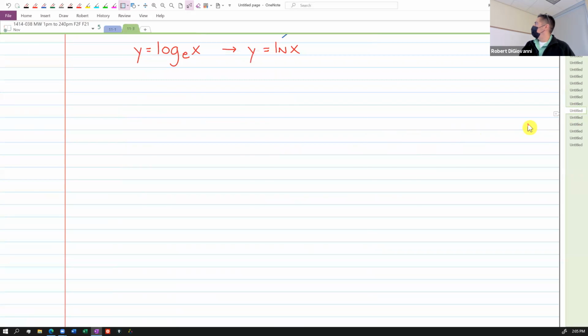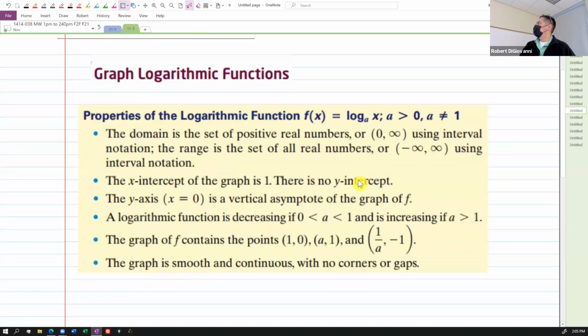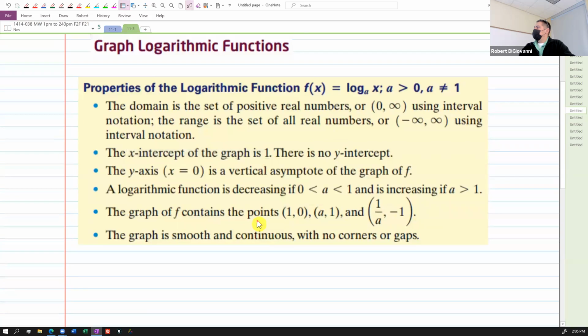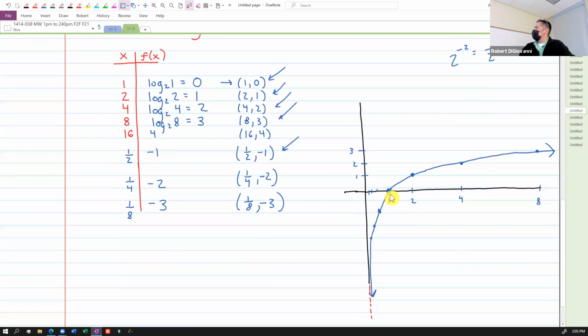Let me go back to that note then. Let's see if this makes sense. For any logarithmic function, the domain is only positive numbers, right? Like we can't plug in any negative numbers. And then the range should be everything. What about the x-intercept of the graph? Shouldn't they all have this point? Should they all have that point (1, 0)?